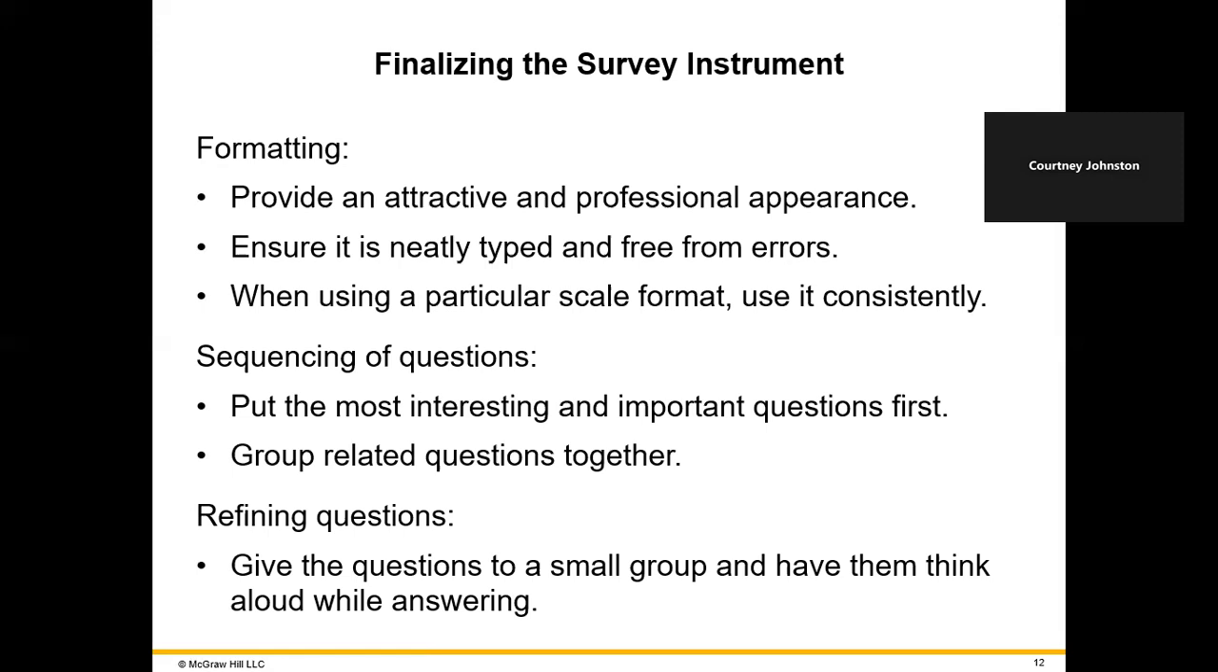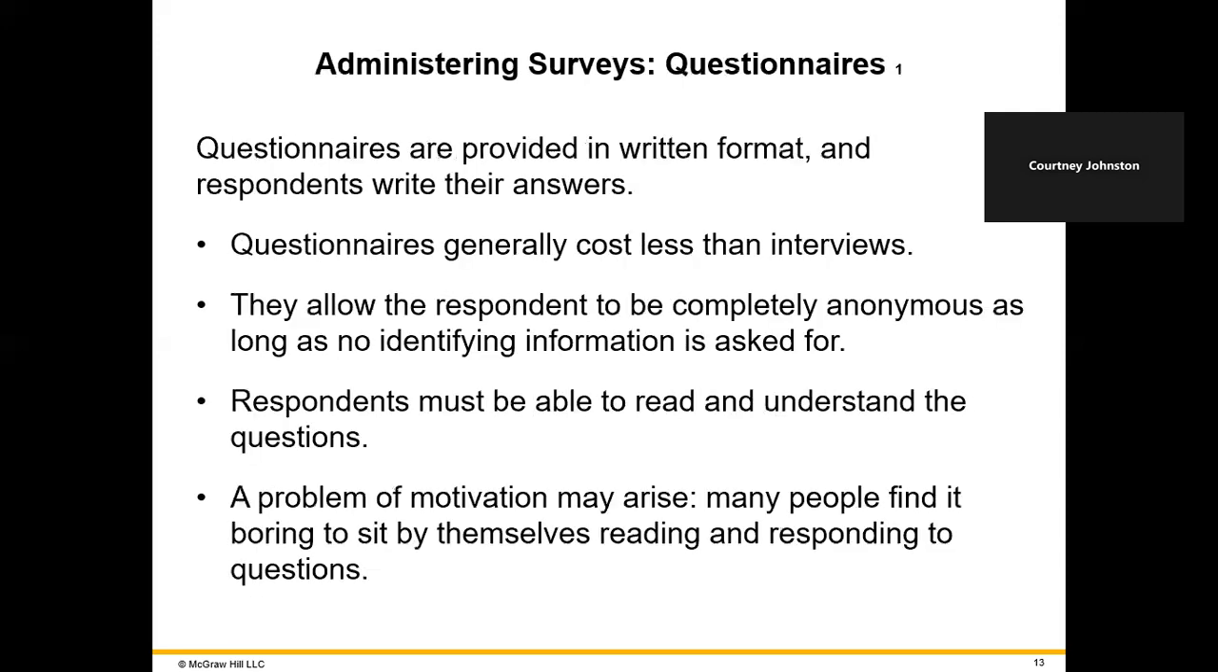Put the most interesting questions first, or the ones you really want people to answer, because as time goes on, people may get fatigued, have survey fatigue. Group related questions together and refine questions. So give the questions to a small group and have them think aloud while answering, like, okay, do I need to reword this so people can better understand that? You do not need to do this in this course, but that would be the formal way to do this.